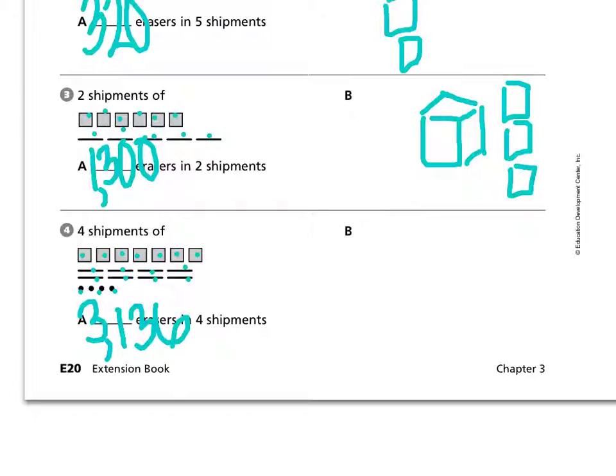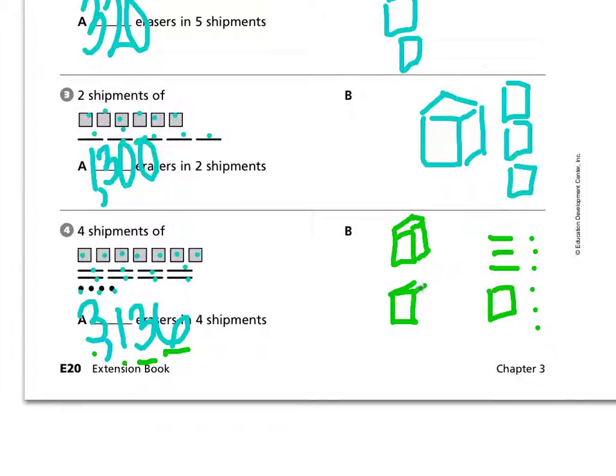So let's look at the ones column. In the ones column I have a 6, so I need to have 6 individual. In the tens column I have 3, so I need to have 3 packs. In the hundreds column I have a 1, so I need to have 1 box. And in the thousands column I have a 3, so I need to have 3 crates. Make your drawings as best as you can. They don't have to be perfect, as long as I can tell it's a crate.